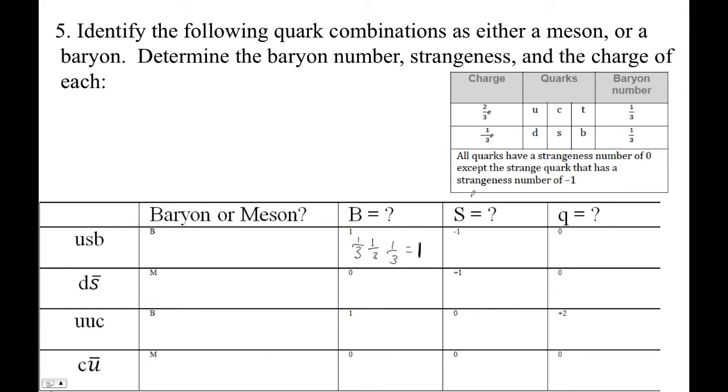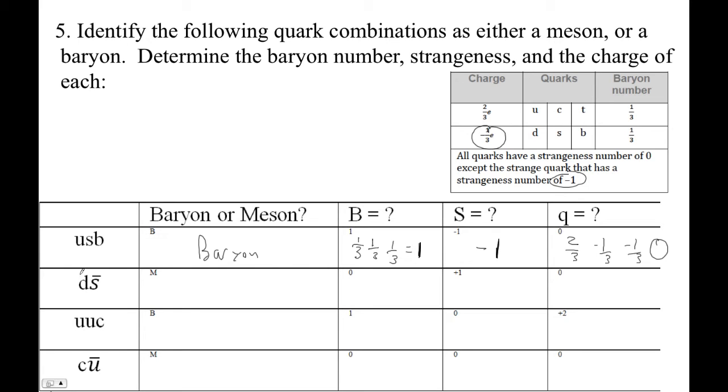There is a strangeness. Remember, the strange quark is -1, right? The charge on this guy, let's look at the charge. U up is 2/3. S is -1/3, right? And B is -1/3. So that's 0 charge. It's strange. It's got a -1 strangeness. It's definitely got a baryon number of 1, so it's a baryon.